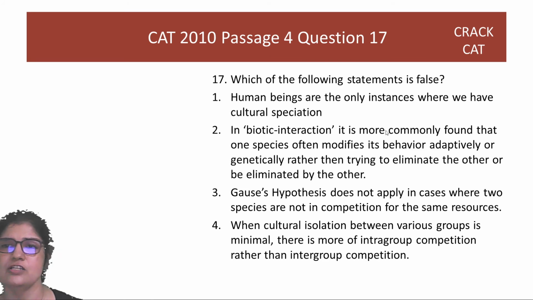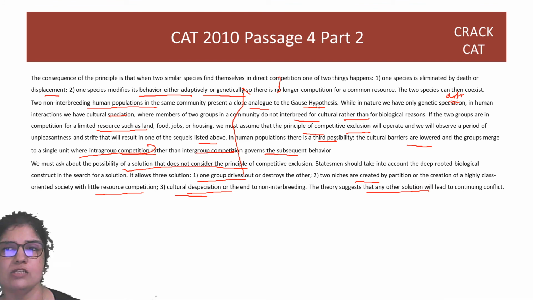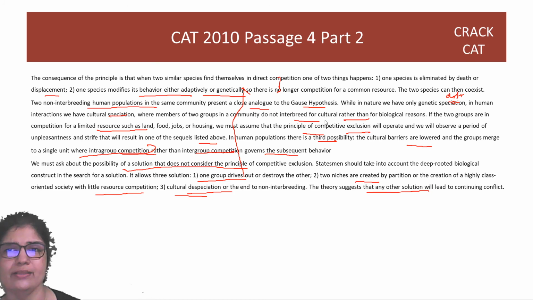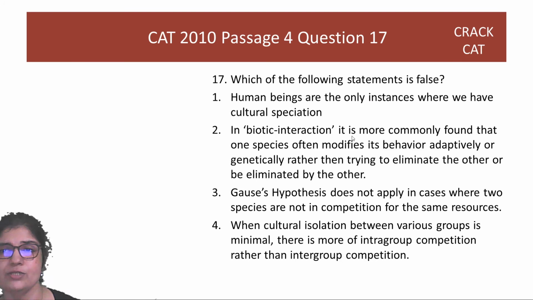In biotic interaction, it's more commonly found that one species often modifies its behavior, okay, rather than trying. So this says that these are the two possibilities, but which takes over we don't know, right? We don't know between the two which happens. So 17, the second option is saying that it's more commonly found, that we cannot say. Does not apply in cases where two species are not in competition.